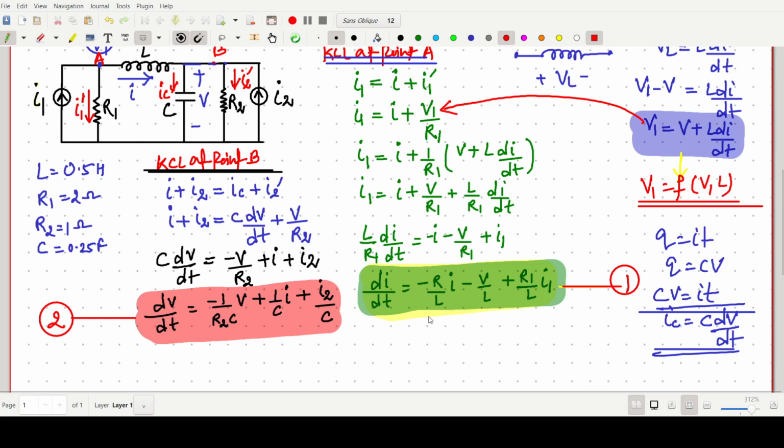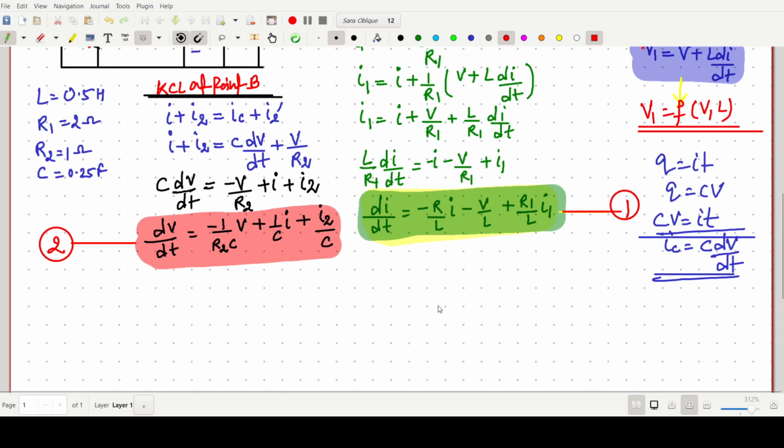Now what we have to write: in our option, it is written with the V dash term first. In the option it is written as d/dt of the state variable. Our state variables are V and I, so it is already there. Then after that, I am making a matrix here.